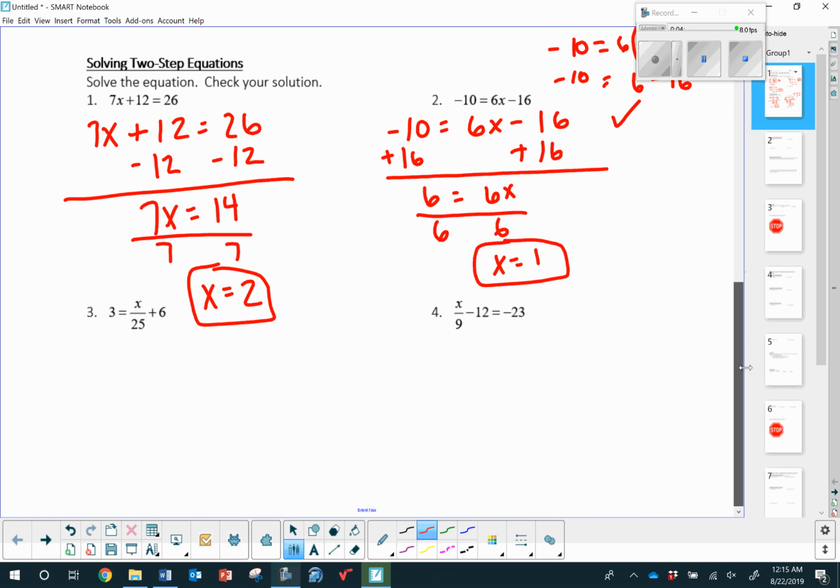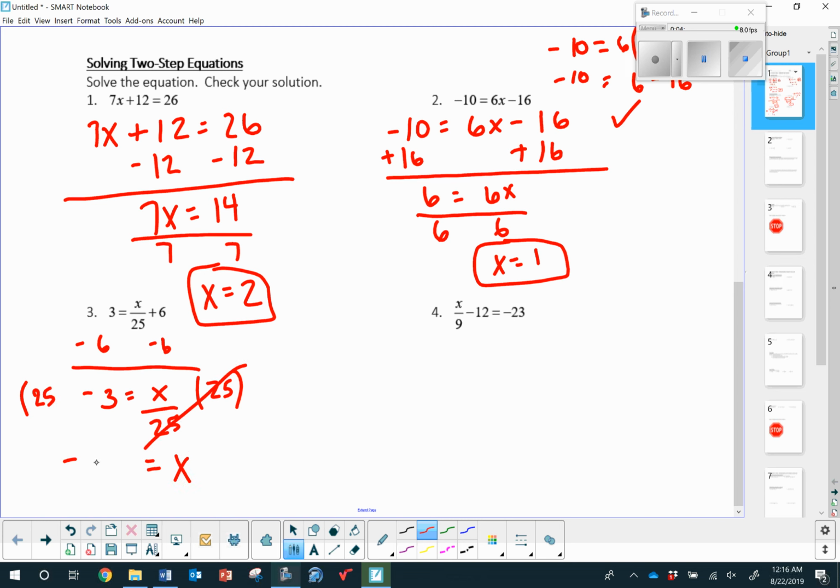All right, moving right along, I'm going to do number 3 for you. First step, still isolating that variable. Get rid of that 6. So we're going to subtract 6 from both sides. So I then would have negative 3 equals x over 25. Now remember, because we have division, we're going to use the inverse of multiplication. We're going to multiply each side by 25. When I do that, x is by itself, and x equals negative 75. All right, I'm going to let you check that one on your own. And if for some reason I made a mistake, please let me know.